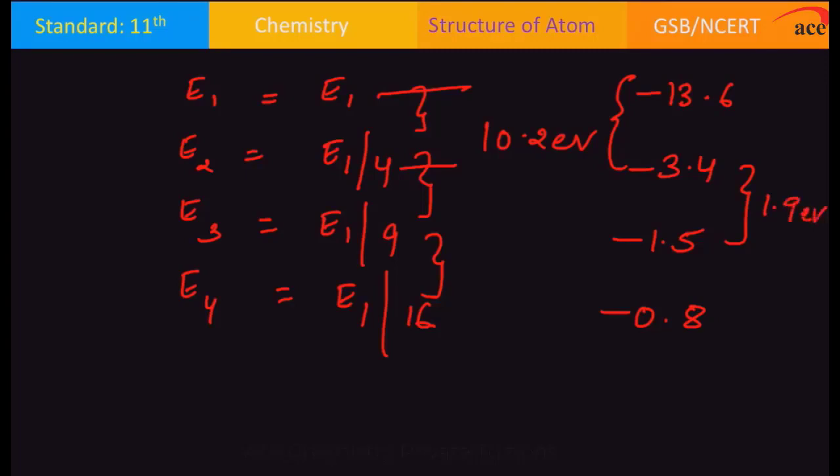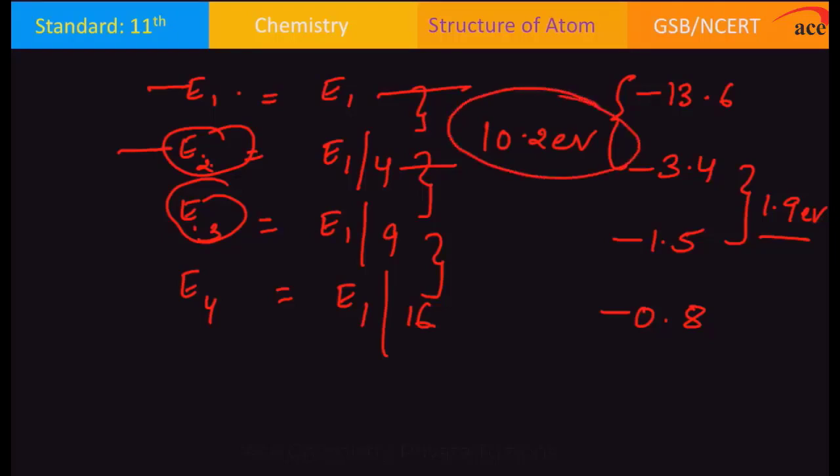What we conclude is that between the first and the second orbit the gap is more, but when you go from second to third the orbits are coming closer, so it's easy to jump from E2 to E3 because the energy which is needed will be just 1.9. But if you have to jump from E1 to E2, the energy absorption will be much higher, that is 10.2. I hope you are getting this.